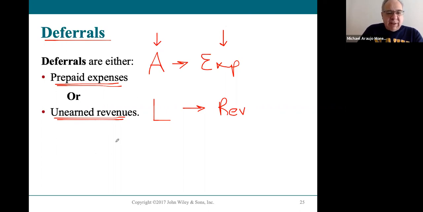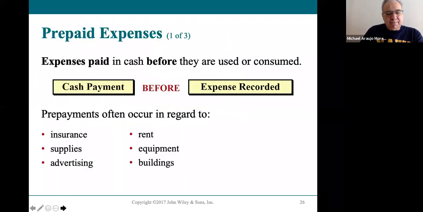Basically speaking, this is the first part. There are 3 prepaid expenses that you're going to learn about in this part of the chapter, and one instance of an unearned revenue that you're going to learn about. You only have to know these deferrals for this chapter. So again, a prepaid expense basically starts as an asset, and then after we use it, it turns into expense.